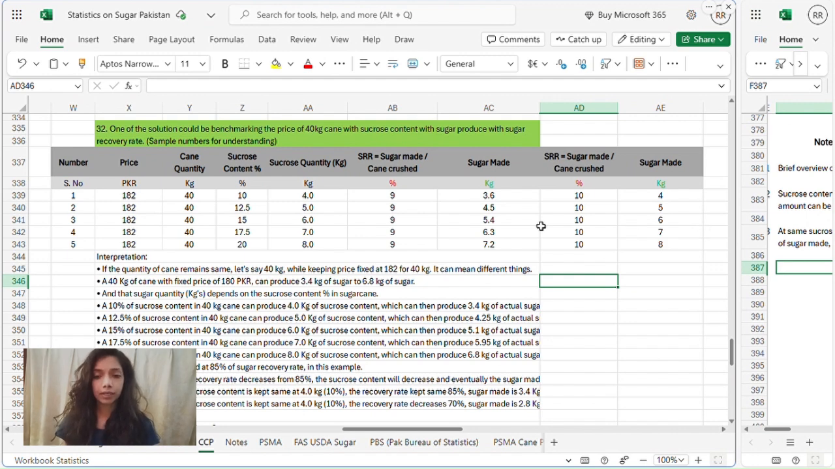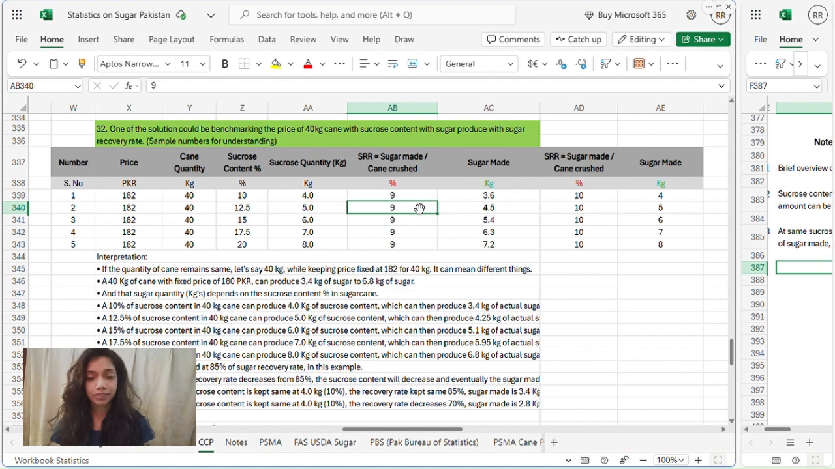Hi, so I had wrongly input some data here, which I have just corrected. I got to know and corrected it here. So we were discussing that the corrected data here was 85% that I recorded for the total produced cane and the cane crushed, where the numbers were quite exaggerated. So I reduced the sugar recovery rate numbers.